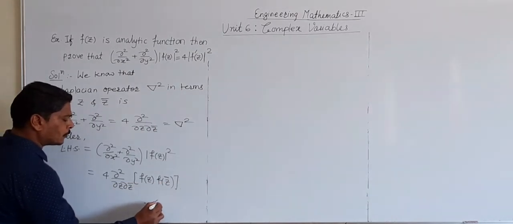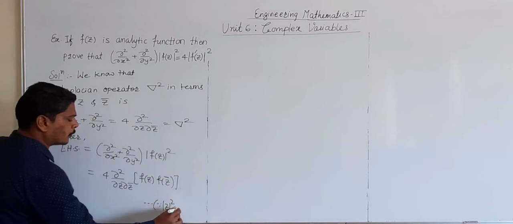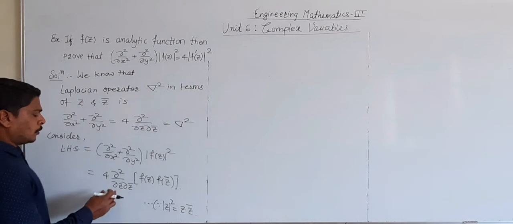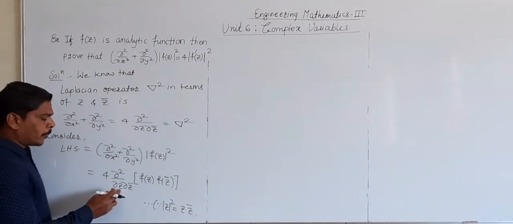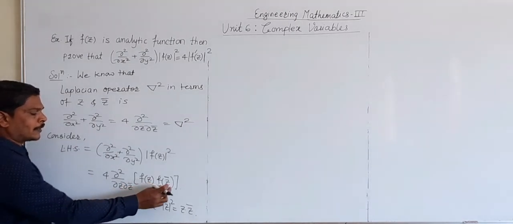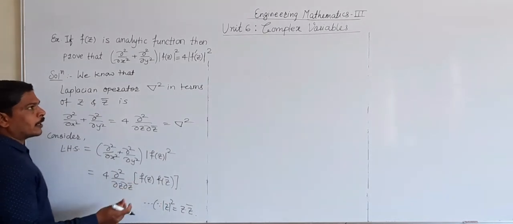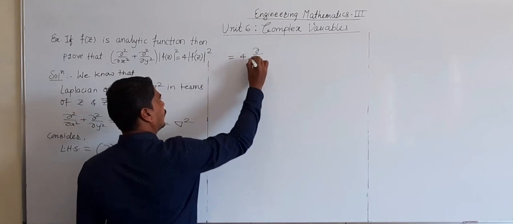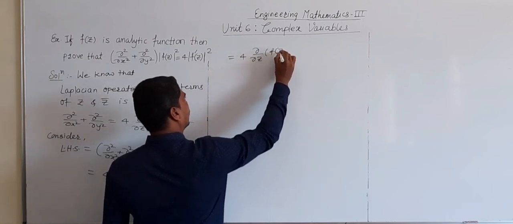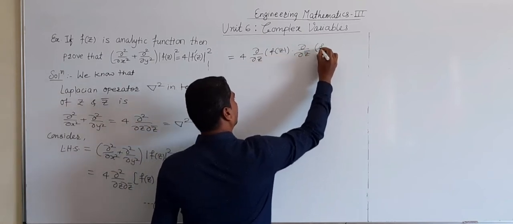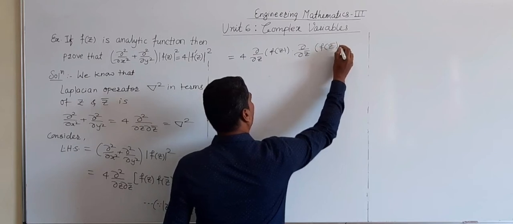Since |z|² is equal to z into z̄, using this concept, now here we are taking the partial derivative with respect to z and z bar. So the first function is a function of z and the second function is a function of z bar, so we can separate the partial derivatives. So we get 4 into the partial derivative with respect to z of f(z) into the partial derivative with respect to z bar of f(z̄).